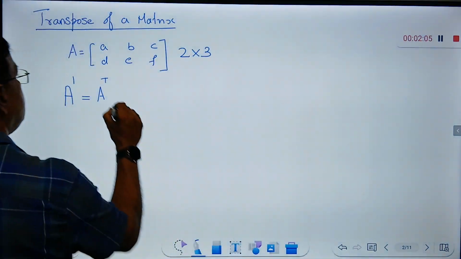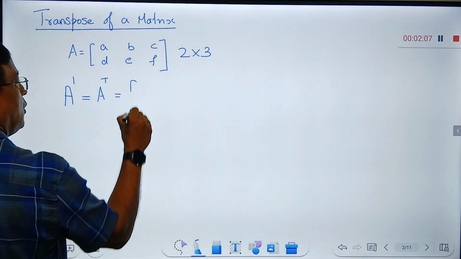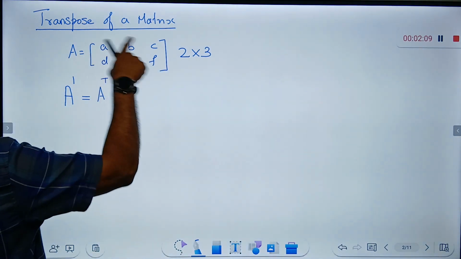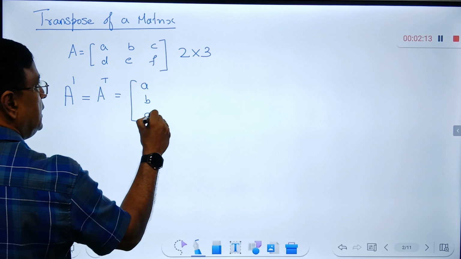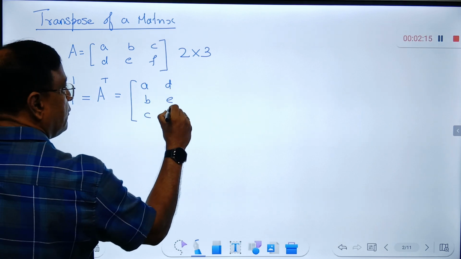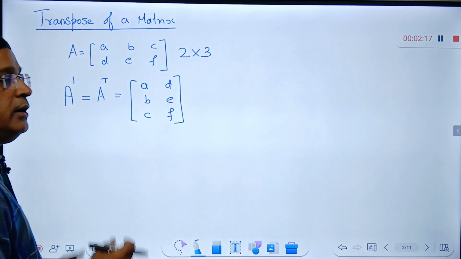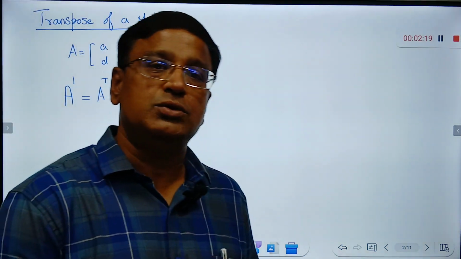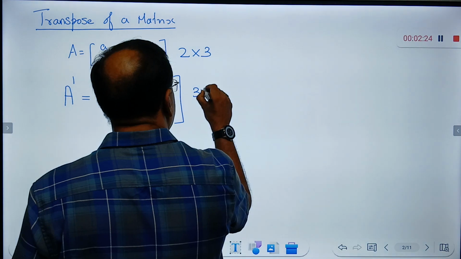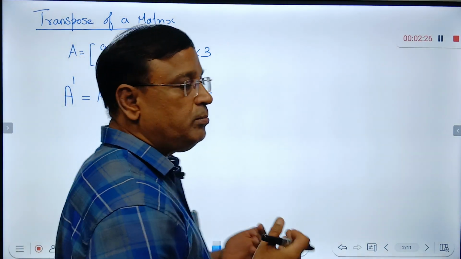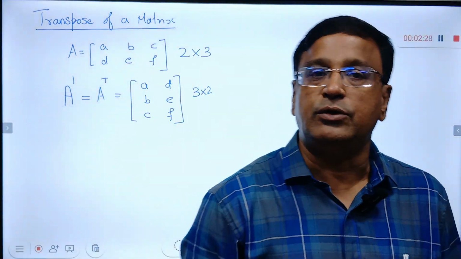Now, what is transpose of a matrix? The rows and columns interchange. What do you mean by row and column interchange? This becomes A, B, C, D, E and F. This process is called transpose of a matrix where the rows and columns are interchanged. Now, what is the order of this matrix? This is 3 by 2. So clearly a 2 by 3 matrix becomes a 3 by 2 matrix.